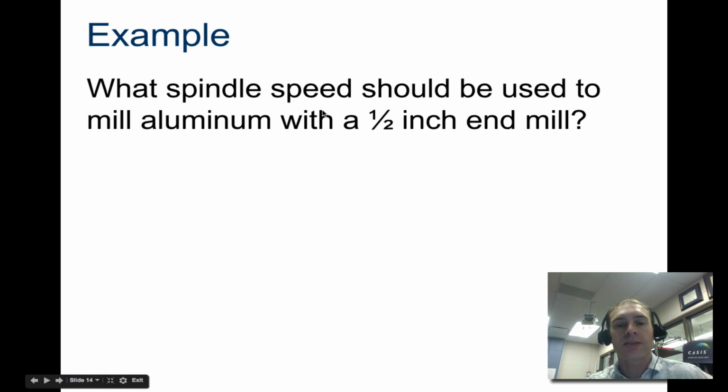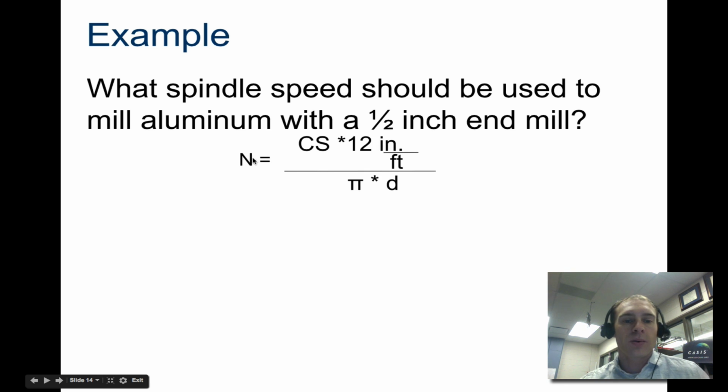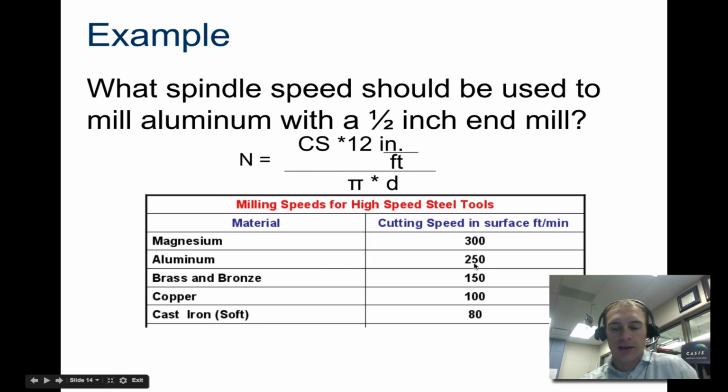The question is, what spindle speed should be used to mill aluminum with a half-inch end mill? So remember, end mill is the flat part. So we have our formula. You should have this written down. Cutting speed times 12 divided by pi d. And it shows it right here.